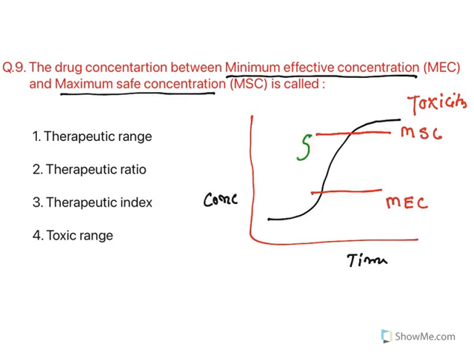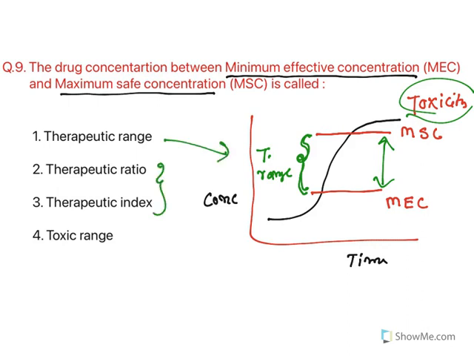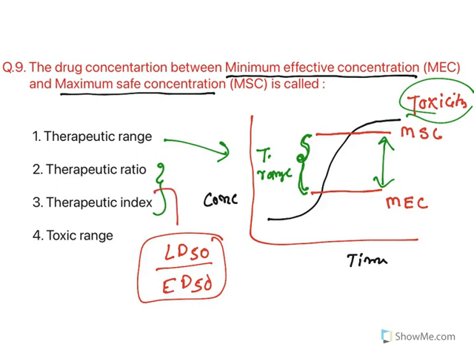Now between these, whatever concentration you have becomes the therapeutic range. You can give the dose in these intervals to get maximum effect without showing any toxicity. So this is nothing but the therapeutic range. Now therapeutic ratio and therapeutic index are both nothing but LD50 by ED50, which talks about the safety of the drug. So both of them are the same, and this will determine the safety of the drug. It has to be as low as possible. Toxic range will talk about toxicity ranges. So the answer is therapeutic range.